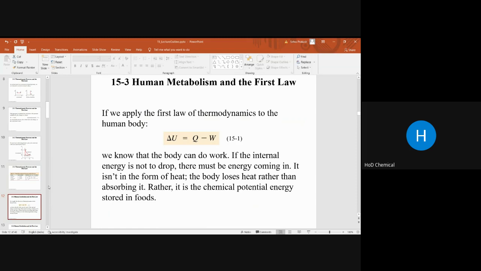It is not in the form of heat. The body loses heat rather than absorbing it. There must be energy coming in, and it is not in the form of heat; rather, it is the chemical potential energy stored in the foods.